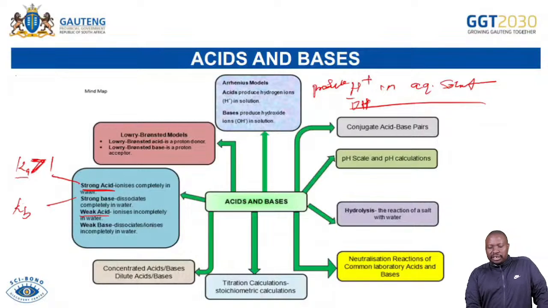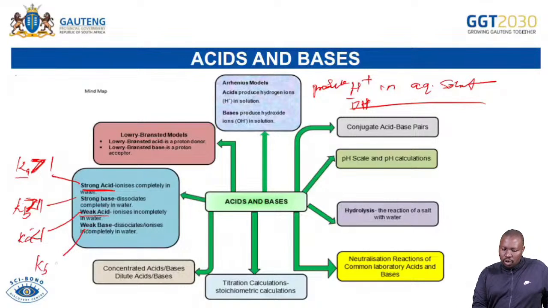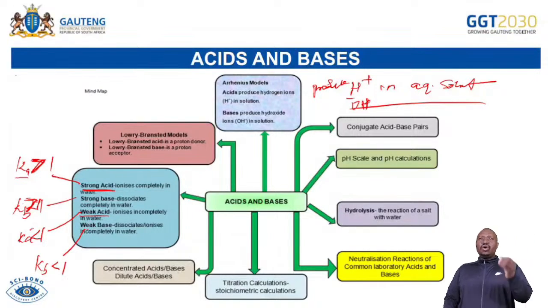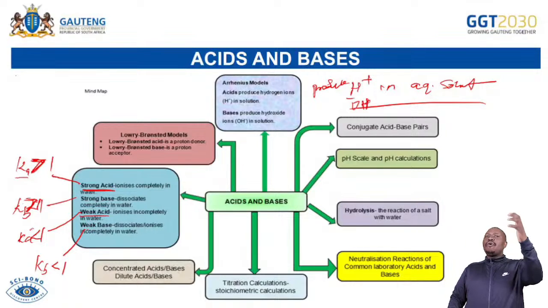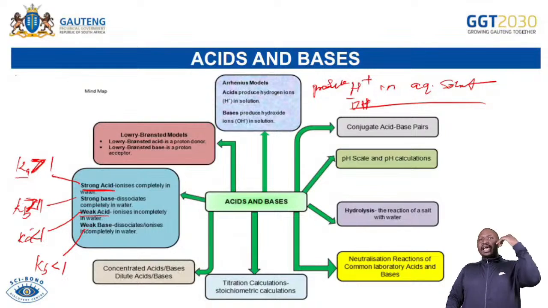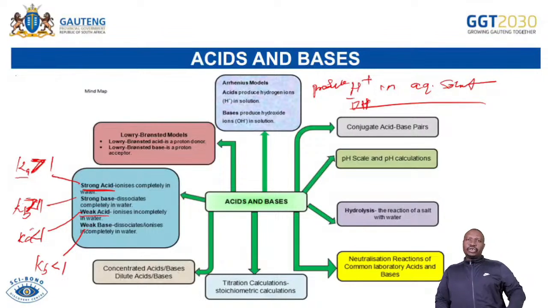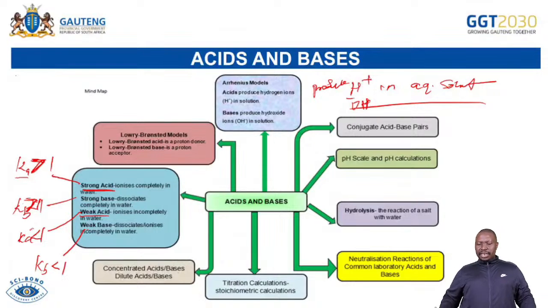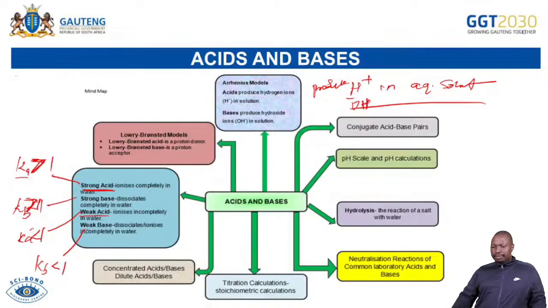For strong base, the ionization constant is greater than 1 because it dissociates completely. But for the weak acid, it will be less than 1. Ka value for weak acid is less than 1, which means 1 will be greater than Ka. For weak base, Kb value would be less than 1. So it's important that you understand the meaning of these Ka and Kb values.